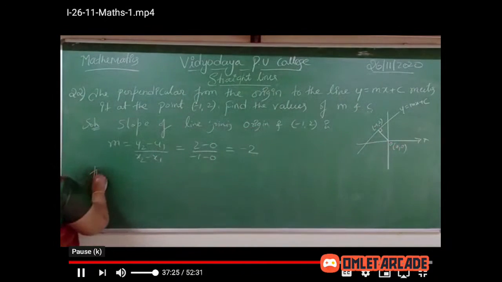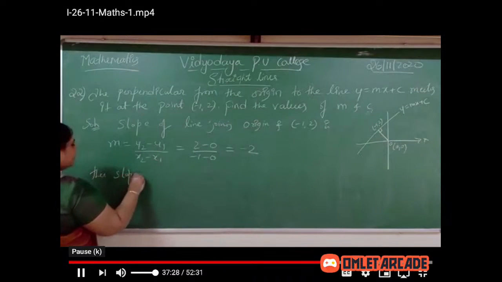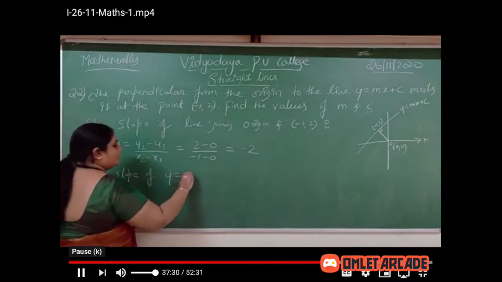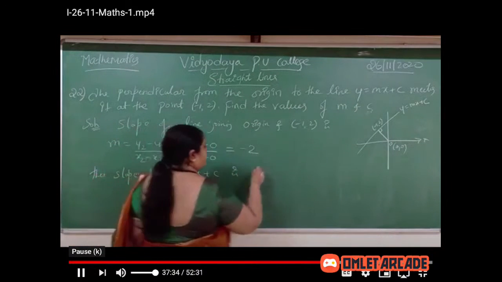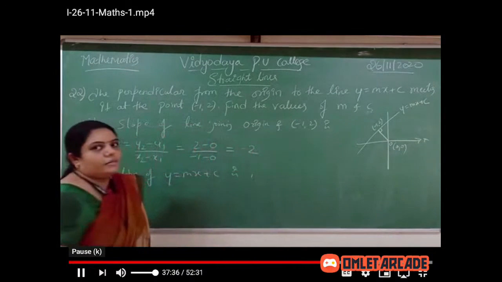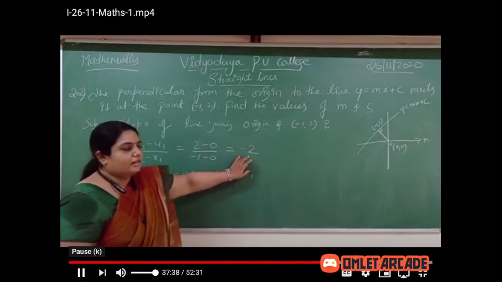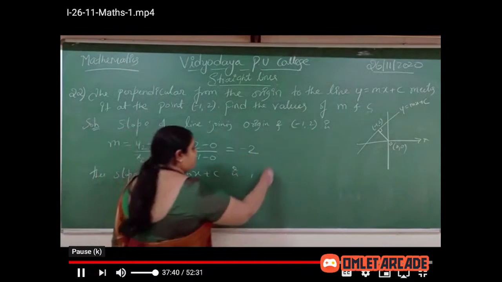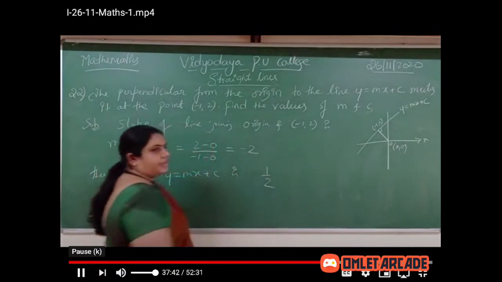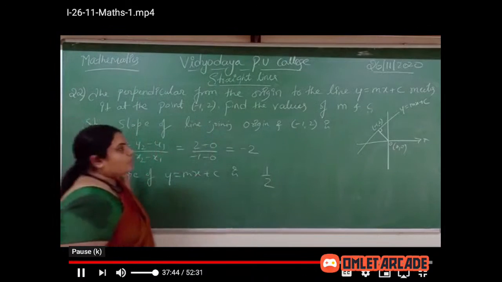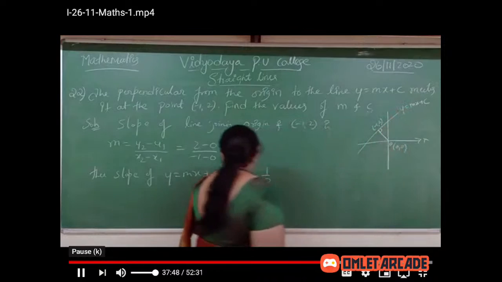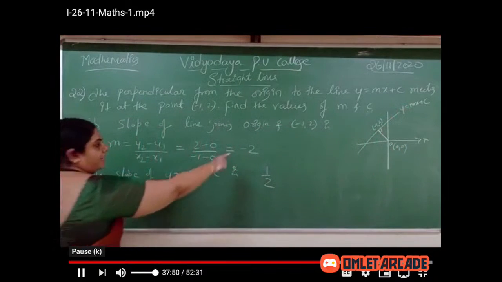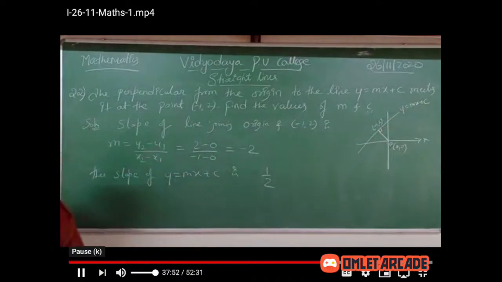Then the slope of y is equal to mx plus c is what? It's perpendicular, so it's the negative reciprocal. Is it half? Isn't it, students? If the slope of this line is minus 2, the slope of this line will be what? Half. It's the negative reciprocal you have to take because they are perpendicular to each other.